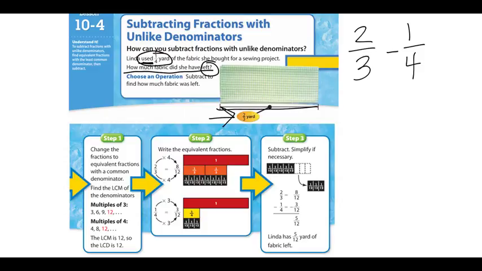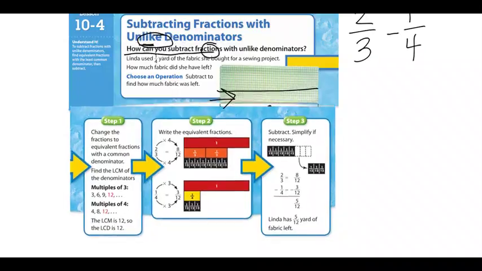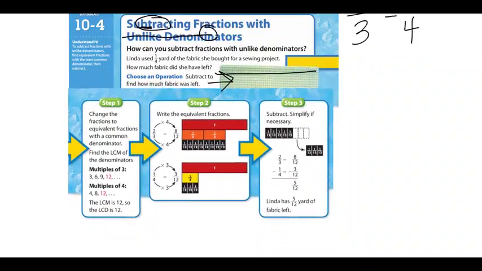Just a reminder that you cannot subtract or add fractions with unlike denominators because you can't subtract different numbers or sizes of pieces. That's like trying to subtract apples from oranges. You can't do that. They're not the same. So look at steps 1, 2, and 3 on the following page.